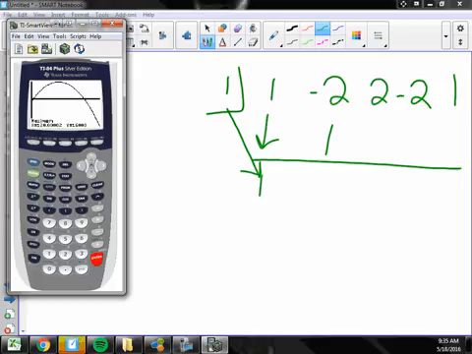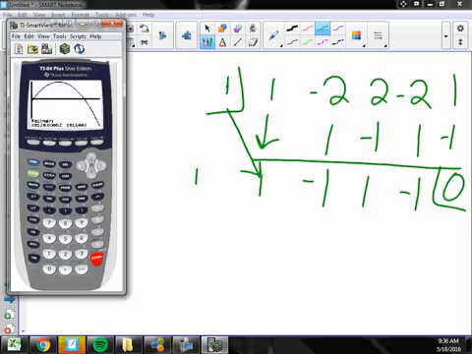Negative 2, positive 1 makes negative 1. Then we take our 1 and we multiply it by negative 1. 2 minus 1 is 1. Wait a minute. Oh, I didn't see that 1. So this is negative 1. 1 times negative 1 is negative 1 and 0. Now I knew it was going to be 0 because they told me that x equals 1 is a root.